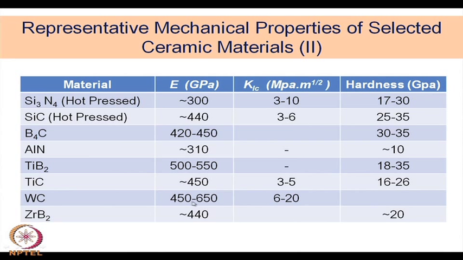Tungsten carbide is a widely used ceramic material for various different applications, and you have a high Young's modulus. This has a fairly high fracture toughness of 6 to 20, one of the highest one can say. Zirconium diboride is also of the same order of Young's modulus as the others, and hardness is also in the same range. Fracture toughness value unfortunately is not available.